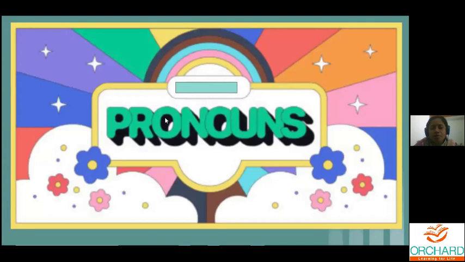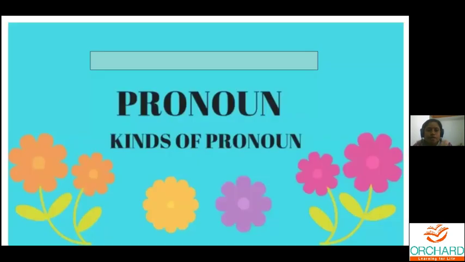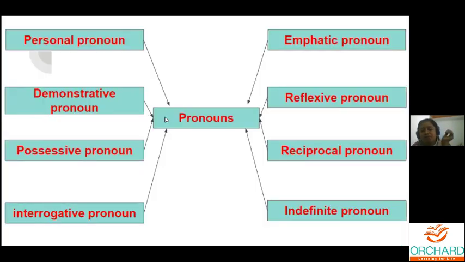So pronoun is a word which we use instead of a noun. Yes? Kinds of pronouns we have seen. Personal pronoun, demonstrative pronoun, possessive pronoun, interrogative pronouns, emphatic pronoun, reflexive pronoun, reciprocal pronoun, and indefinite pronoun. Repeat all these 8. Please repeat it, children. Learn the spellings also. Okay?